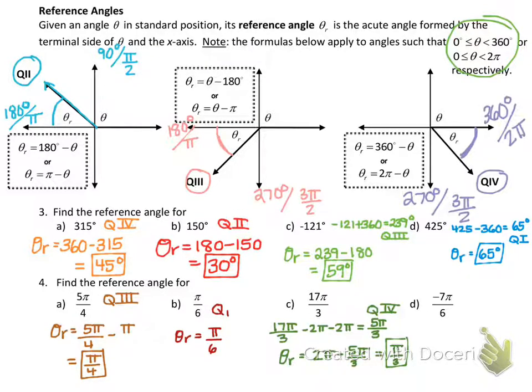And last but not least, it's too small and it's out of our interval, so we need to add 2 pi. So we have negative 7 pi over 6. Negative 7 pi over 6 plus 2 pi. And we only need to do that once, and this gives us 5 pi over 6, which is in quadrant 2. So now we know we are going to take pi first. That's what it says. Pi minus 5 pi over 6. So we're left with pi over 6.